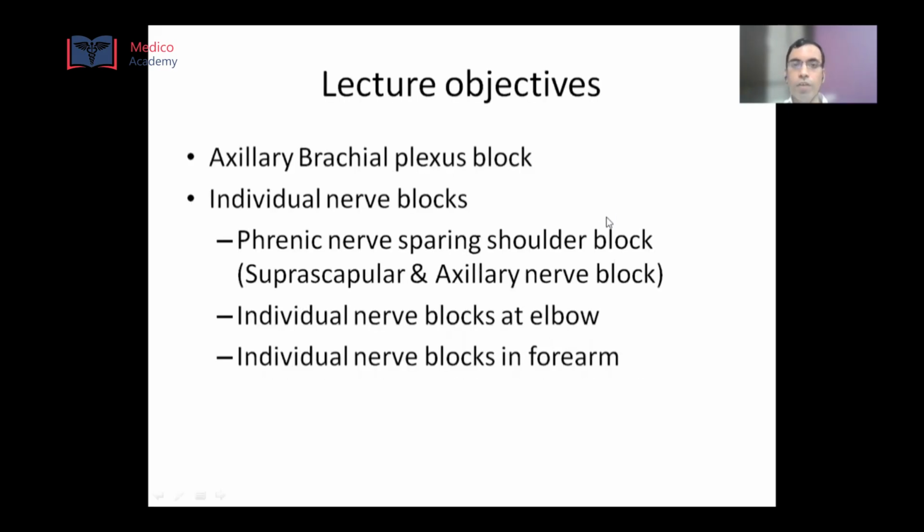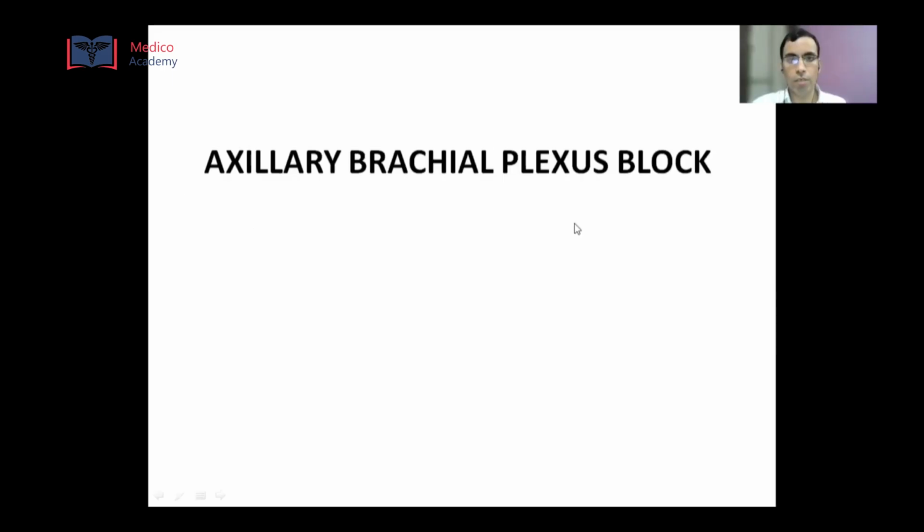The objectives of today's lecture include the brachial plexus block at axillary artery level, the individual nerve blocks. This includes phrenic nerve sparing shoulder blocks, which comprises of suprascapular and axillary nerve block, the nerve blocks at the level of elbow, and the individual nerve blocks at the level of wrist. Today, we'll be starting with brachial plexus block at axillary artery level.